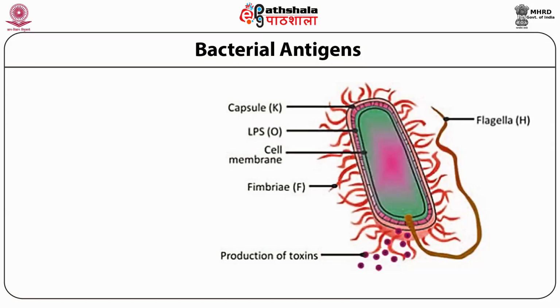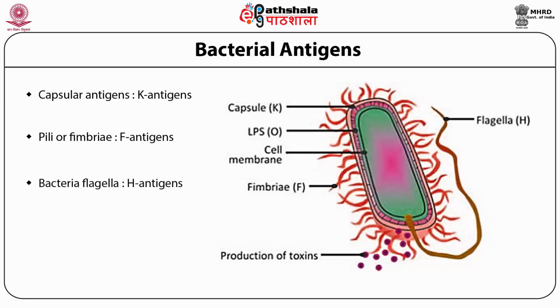Some bacteria are enclosed by capsules, which are either protein or polysaccharide in nature. Capsular antigens are called K antigens. Pili or fimbriae are called F antigens. Bacterial flagella consist of a protein called flagellin, and these antigens are called H antigens. Proteins secreted by bacteria or obtained by autolysis of bacteria are called endotoxins. The antibodies formed against all these bacterial antigens have a protective function.